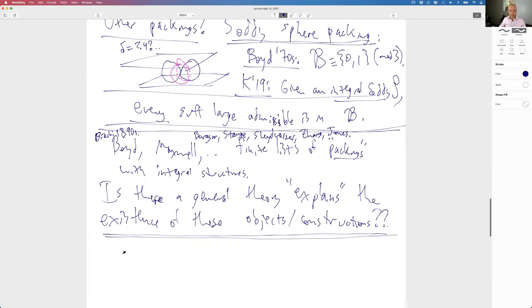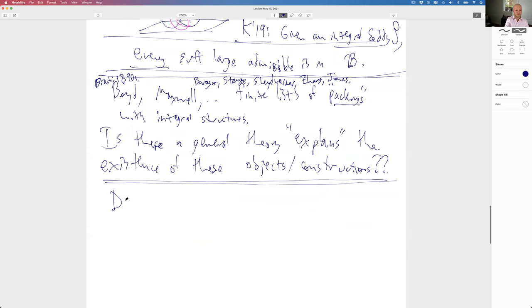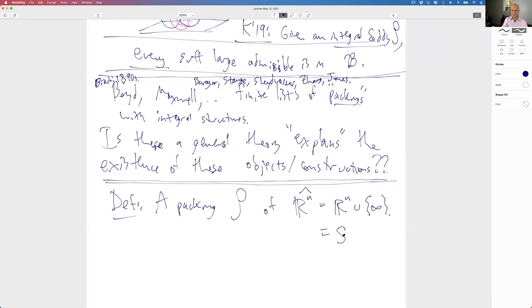So let's give a definition. What's a sphere packing? First of all, a packing P of R^n union the point at infinity. This is the Riemann sphere, which we can also think of as the boundary of hyperbolic n plus one space, as you'll see in a second.